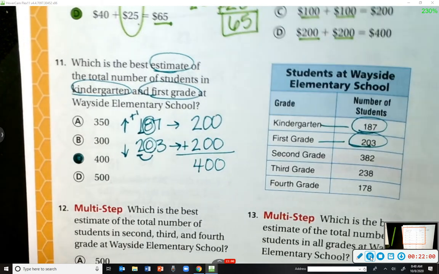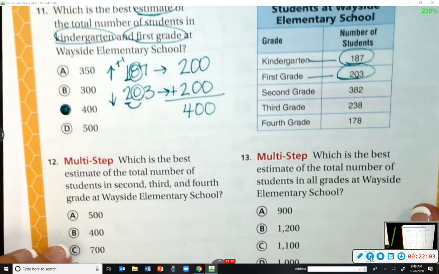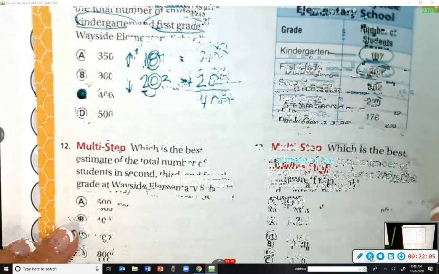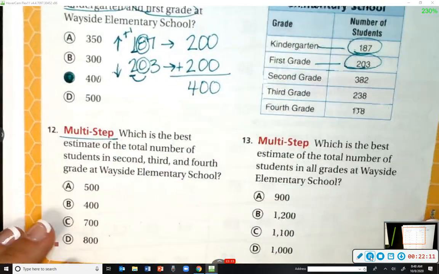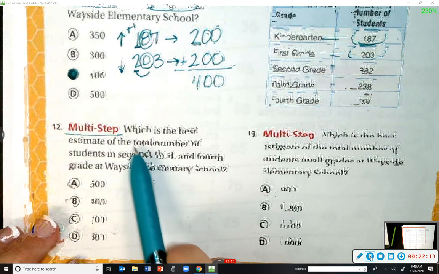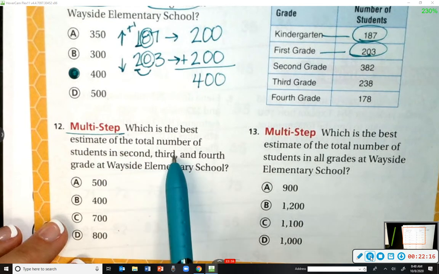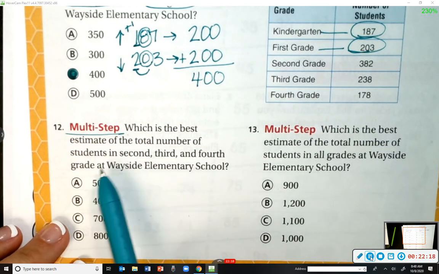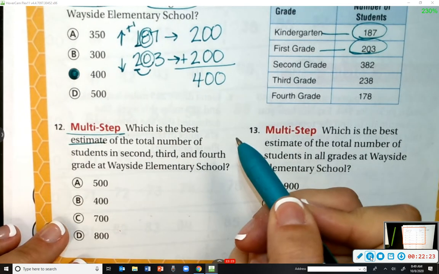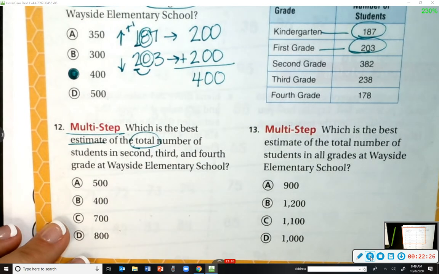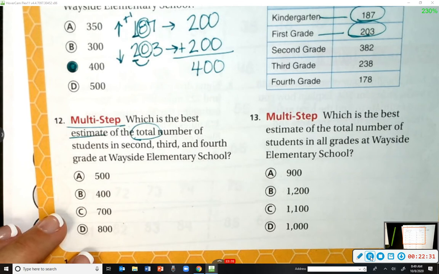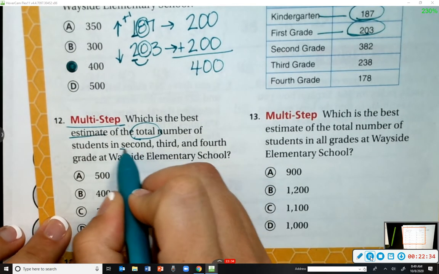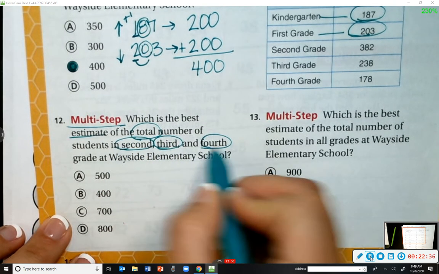Okay, let's go ahead and go over number 12, and then we will be done, and you guys are going to go on to your assignment. Number 12 is a multi-step, so that means you're going to have more than one thing you have to do. It says, which is the best estimate of the total number of students in 2nd, 3rd, and 4th grade at Wayside Elementary? Okay, so again, we're estimating, and we're finding the total, which means what? More. No, total doesn't mean more. Total means add.